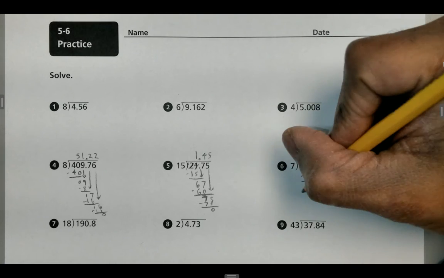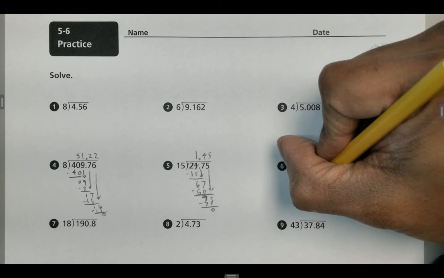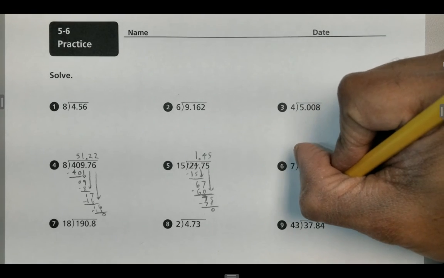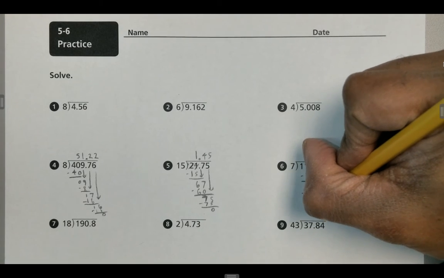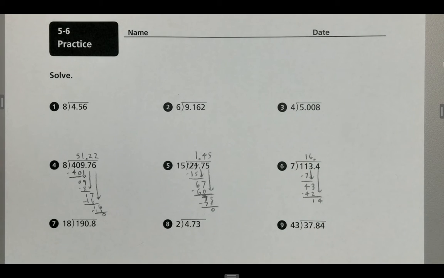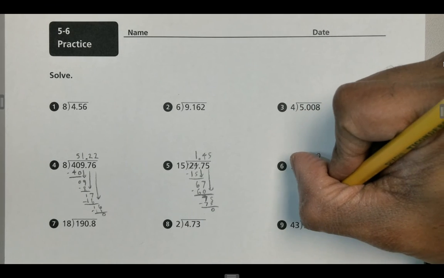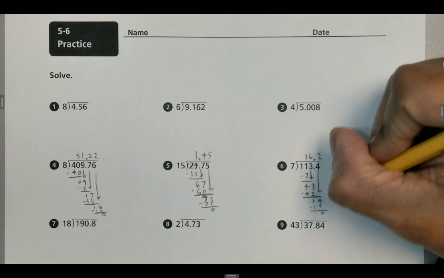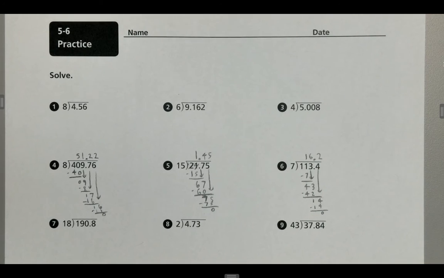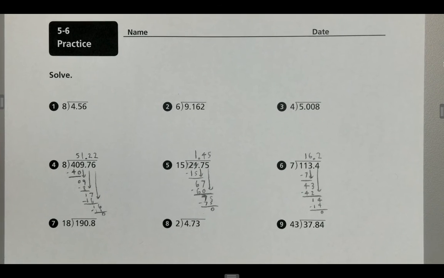7 multiplied by 6 is 42. Subtract that out. Do our bring down. 7 goes into 14 2 times. Multiply that out. Subtract. Nothing left to bring down. Nothing left over. 16 2/10 is our answer.